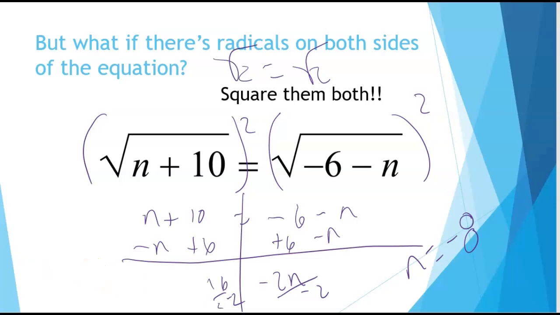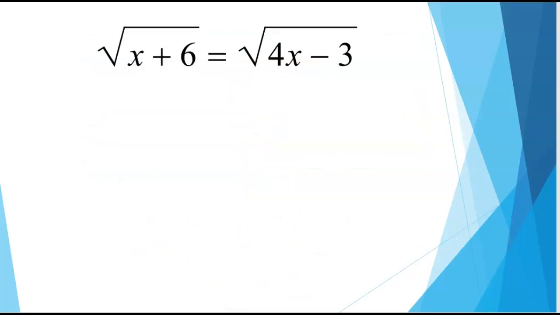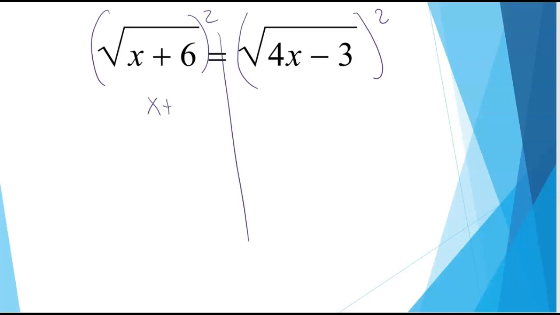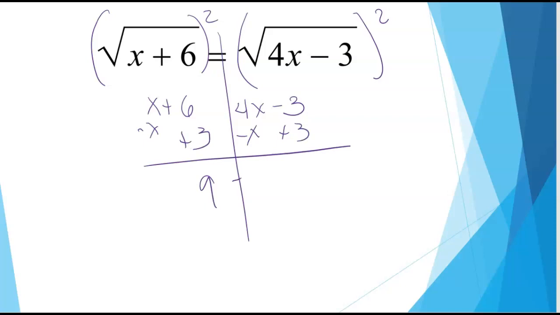If we go back to prove it, check it. Let's try this one. They're both square roots, so we're just going to square them both, right? X plus 6 equals 4x minus 3. We just get rid of those square roots. Minus x plus 3. 9 is 3x, so x is 3, right?